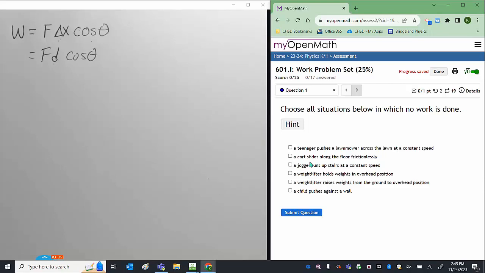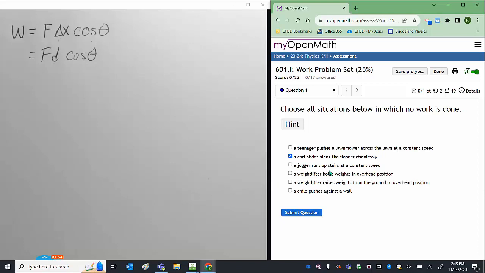A cart slides along the floor frictionlessly. There's no friction here, and so there's no force from friction. It doesn't mention anybody pushing that cart. It just says that it's sliding along the floor, and so there would be no force being applied to that cart, and therefore there'd be no work being done here.